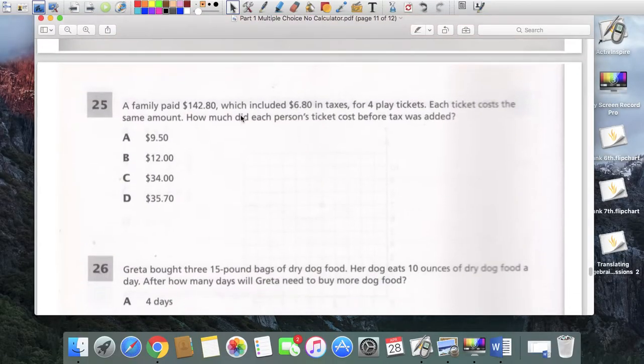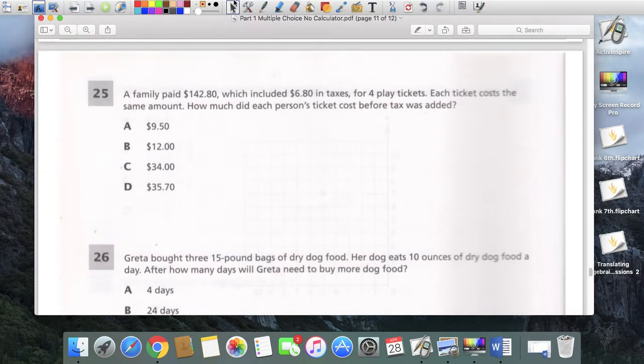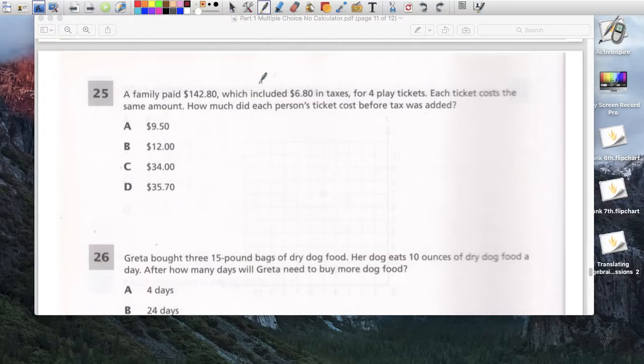Oops. Ooh, there's more. 26. Okay. So a family paid $142.80, which includes $6.80 in taxes, and bought 4 tickets. So this paid for 4 tickets.